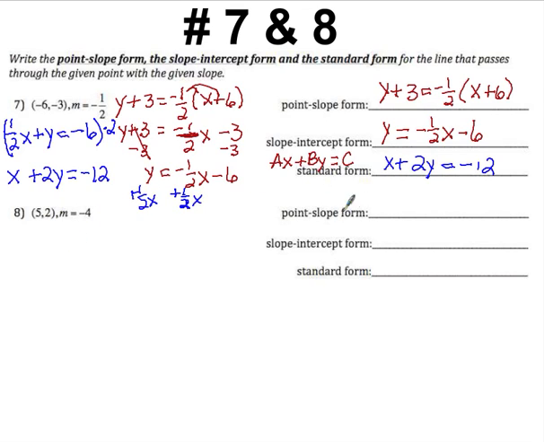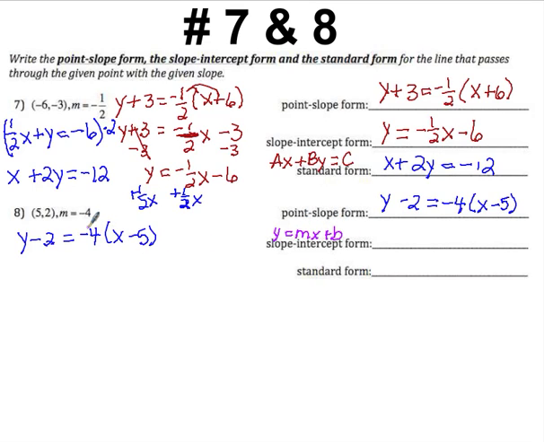Same way, we're going to start with point slope form. So I get y minus 2 equals negative 4 times x minus 5. Okay, so that is my point slope form. So I get y minus 2 equals negative 4 times the quantity x minus 5. Done. Now we're going to go ahead and do our slope intercept form, which is y equals mx plus b.